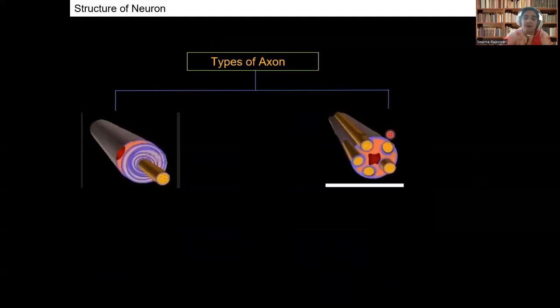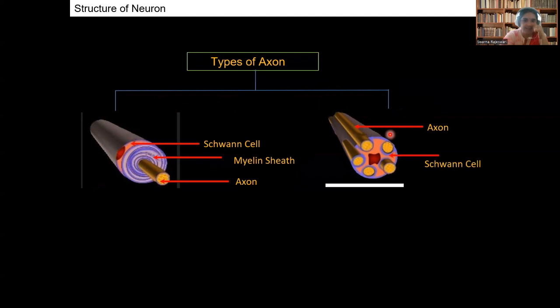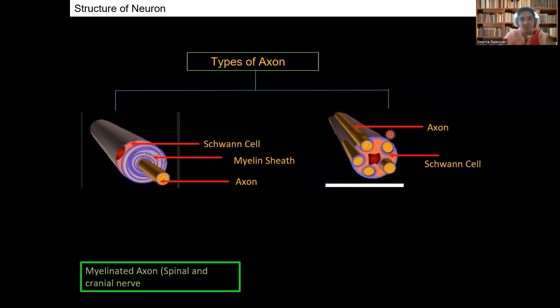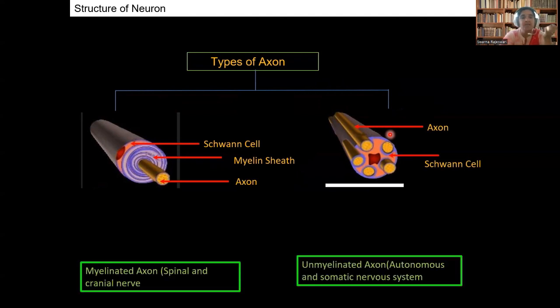Depending upon whether the myelin sheath is present or not, the axon is again divided into two types, that is myelinated axon as well as non-myelinated axon. When it is surrounded by the myelin sheath, which is formed by the Schwann cell, it comes under the myelinated axon. It is seen in the spinal as well as cranial nerves.